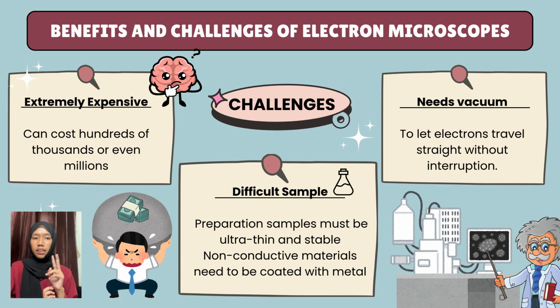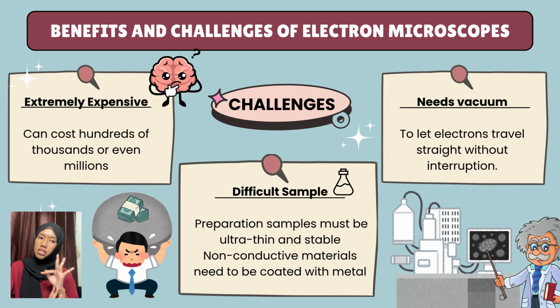So, the second challenge is they need a vacuum to work properly. Electrons must travel in a straight line. If there is air inside the microscope, it can blow or scatter the electrons. That's why the whole system needs to be air-free.